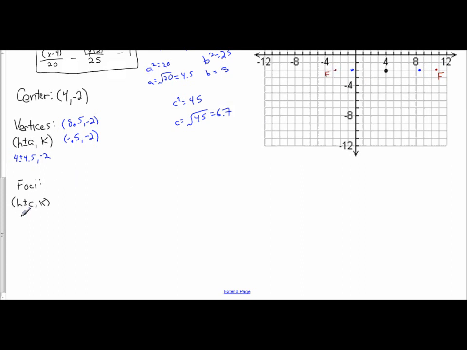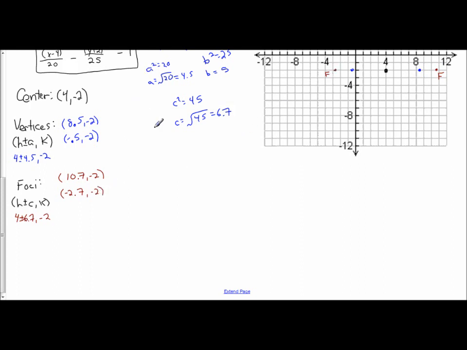Use the formula. Go ahead. You have 4 plus or minus 6.7, comma, -2. 4 plus 6.7 would be 10.7, -2. And we can see that's where I'm at. If I were to do 4 minus 6.7, it'd be -2.7, comma, -2. And we can see that's where I'm at as well.